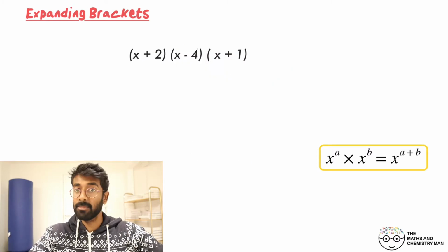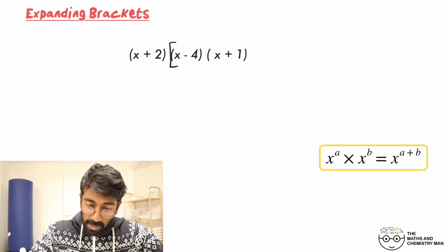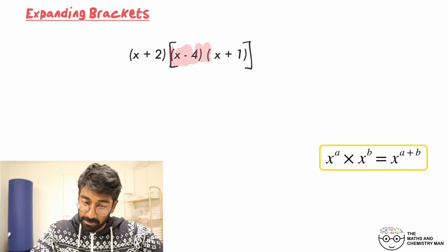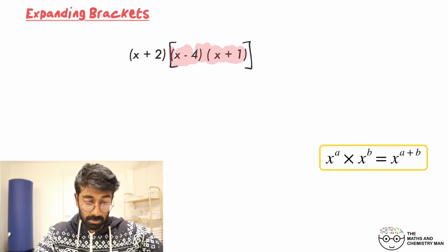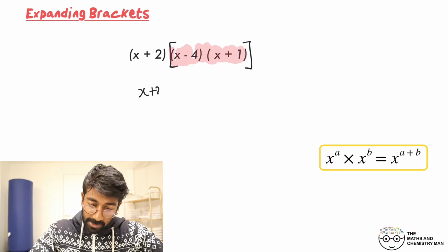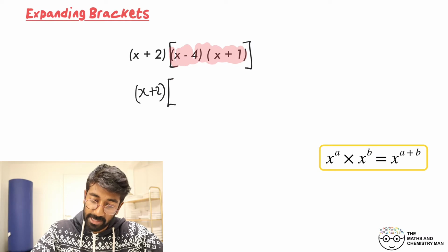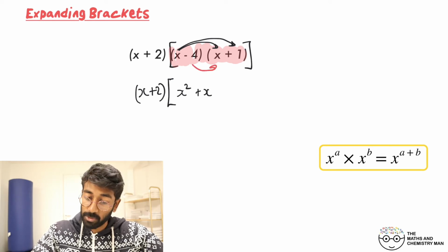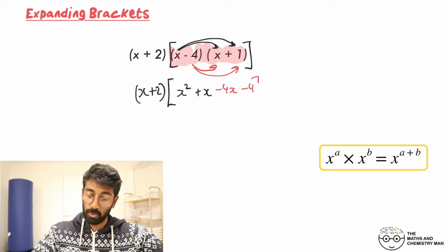And then now we've got a triple bracket. So triple bracket, nothing different. I'm going to do the same thing. So square brackets around these two, and then just worry about expanding out these. So let's go. I'll keep the x plus 2 on the outside, big square bracket, and then I've got x times x, so that's x squared, x times by 1, that's just plus x. Then minus 4 times x, so minus 4x, and then minus 4 times by 1, so minus 4, close that off.